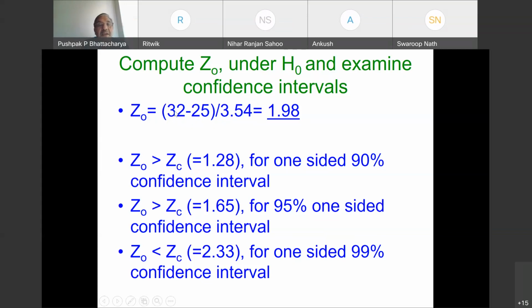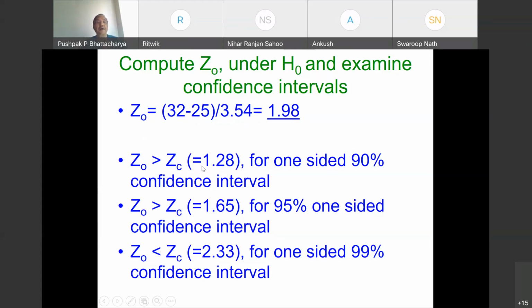You have to take the observation value of the random variable, the number of correct tags. You have to subtract the population mean from this. You have to divide it by the population standard deviation. That gives rise to what is called a standard normal variable, a random variable which follows the standard normal distribution, mean 0, standard deviation 1. And for 32, the Z value is 1.98. So this is called the observed Z value. 32 has been converted to a Z value, which is 1.98.